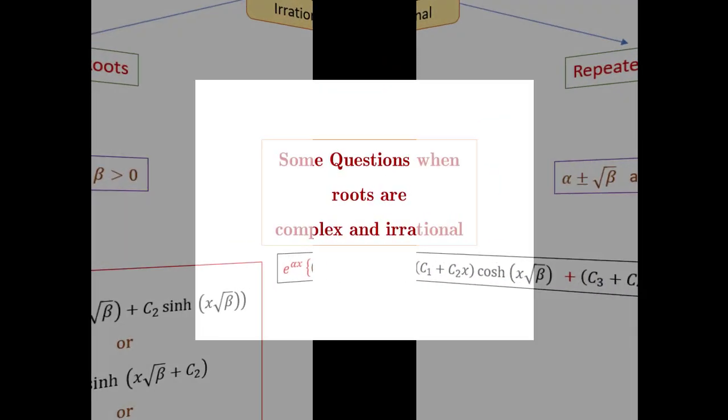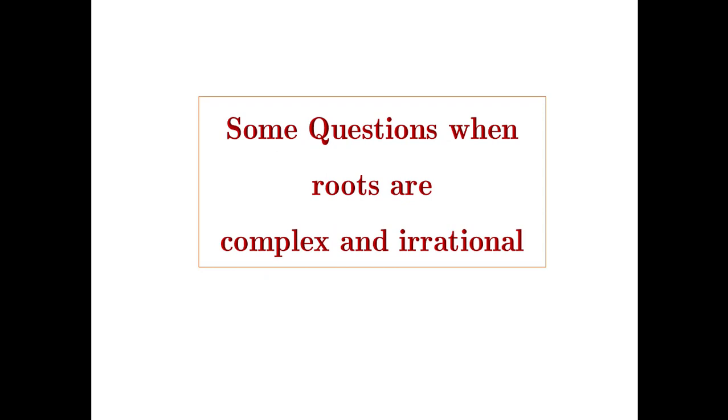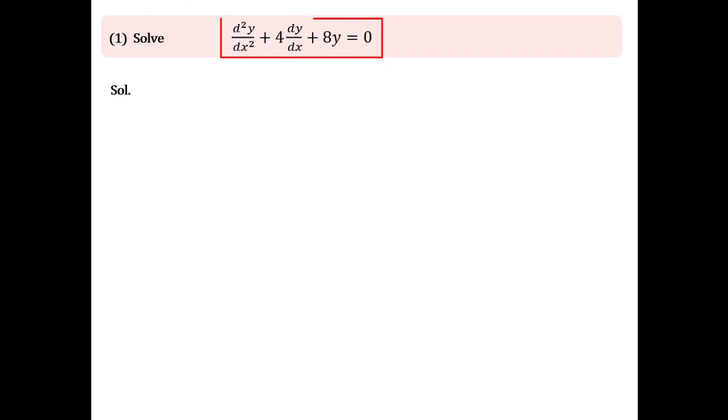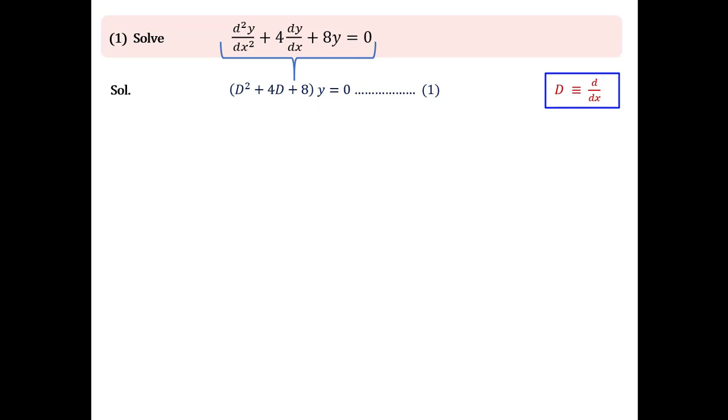Now to make this concept clearer, we will discuss some questions. First question: the given differential equation can be written as (D square plus 4D plus 8) y is equal to 0, where D stands for d over dx.